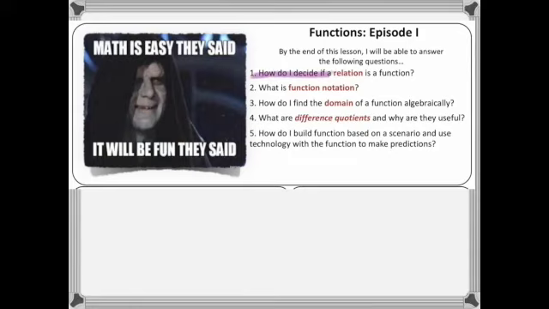How do I decide if a relation is a function? What is function notation? How do I find the domain of a function algebraically? What are difference quotients and why are they useful? How do I build a function based on a scenario and use technology with the function to make predictions? So let's get into it.